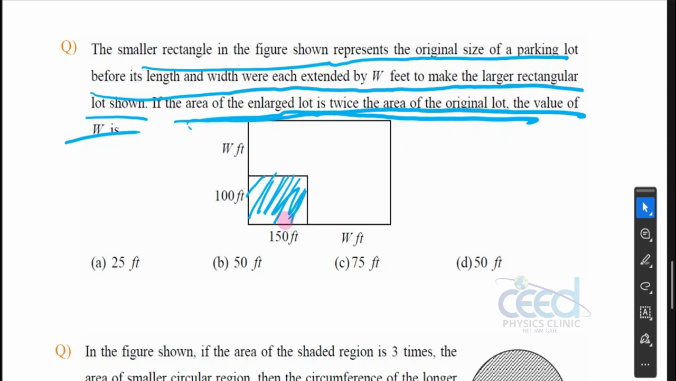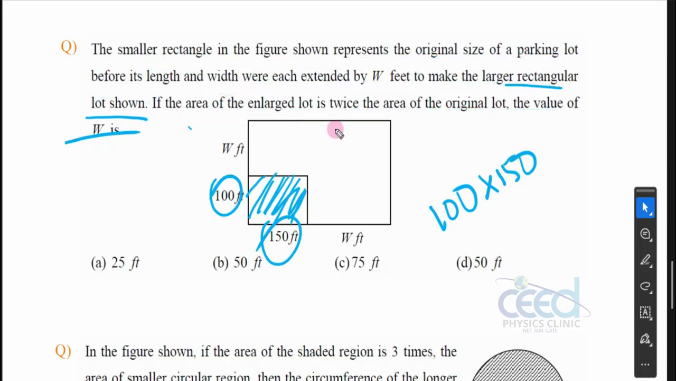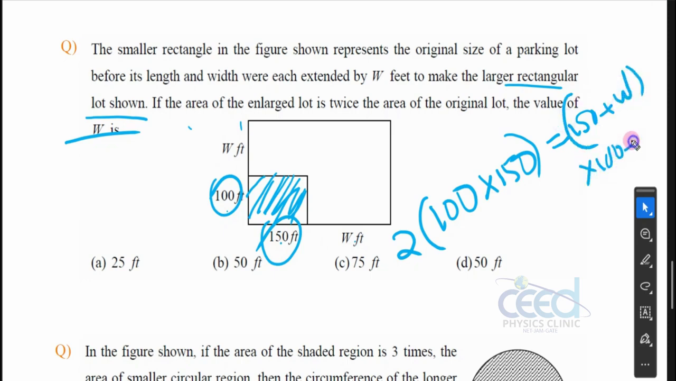Then what can I write? 100 into 150. Here 100, here 150. That is the old park area, right? The new park area should be twice this old area, so twice multiplied by 2. When we increase 150 by W and 100 by W, then (150 plus W) into (100 plus W), right? Now we can solve it.